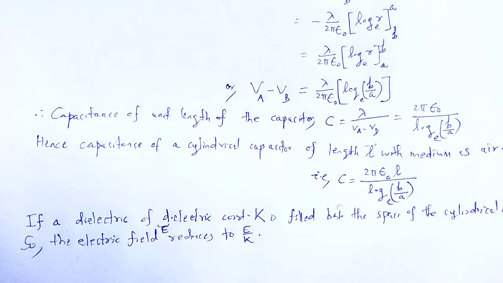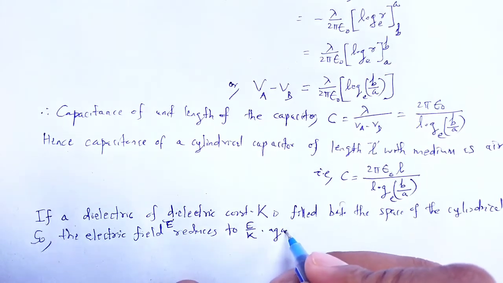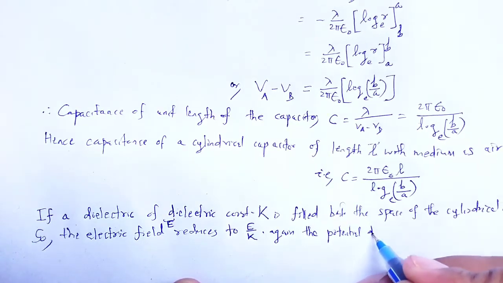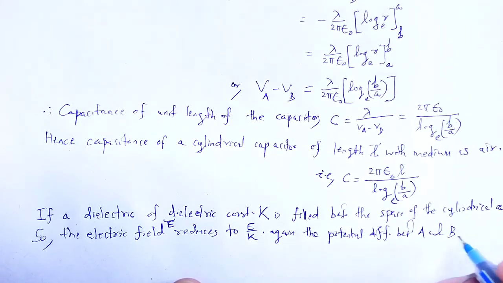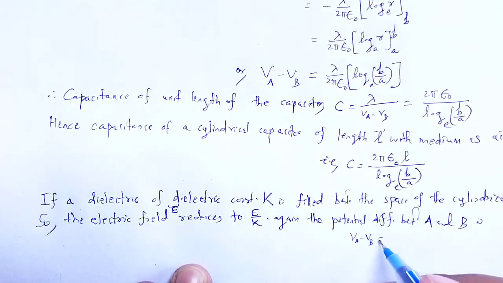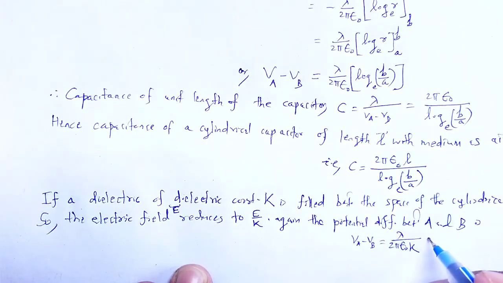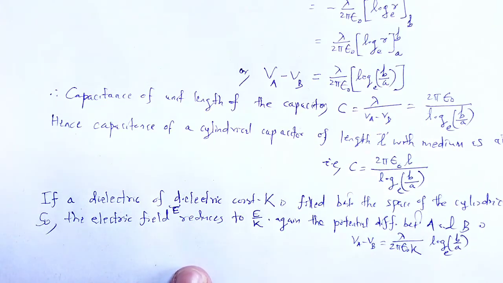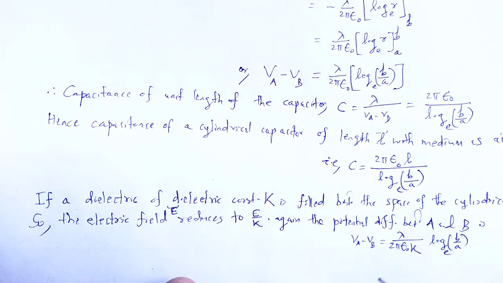And the potential difference between the cylinders A and B again, VA minus VB, is equal to lambda divided by 2 pi epsilon naught K log B by A base e. Here we calculate the capacitance per unit length of the capacitor filled with dielectric.